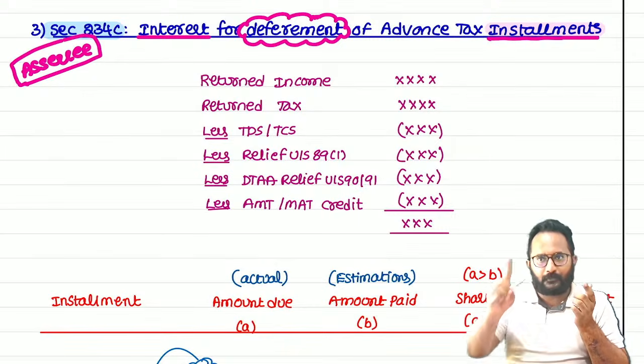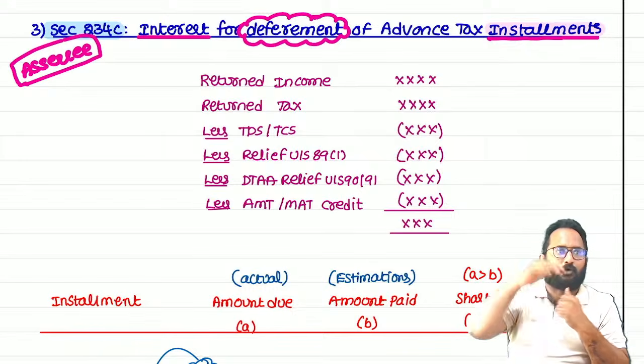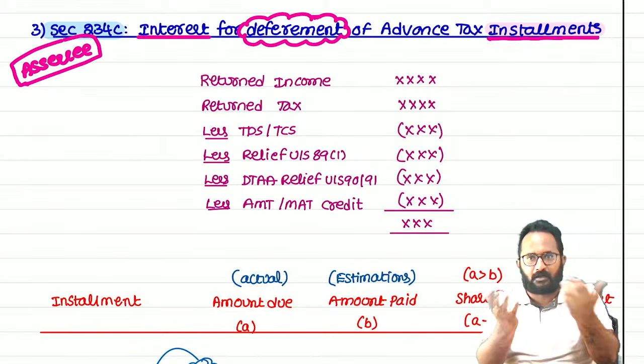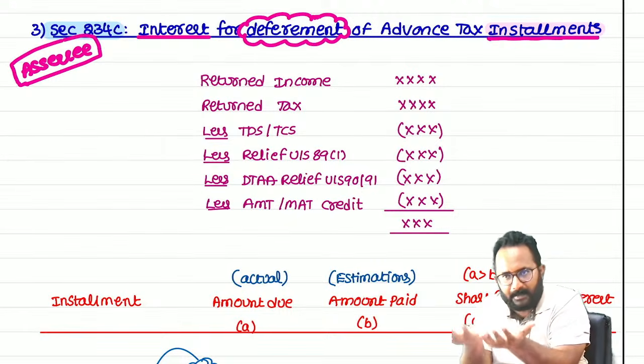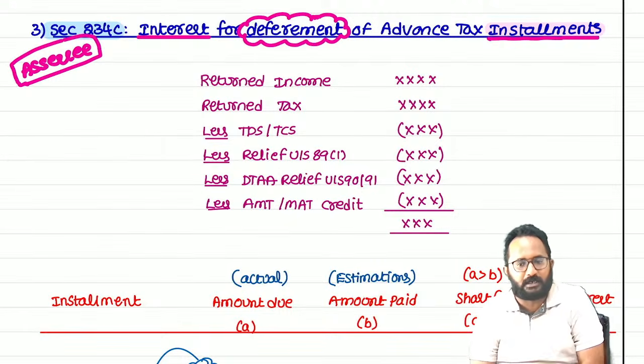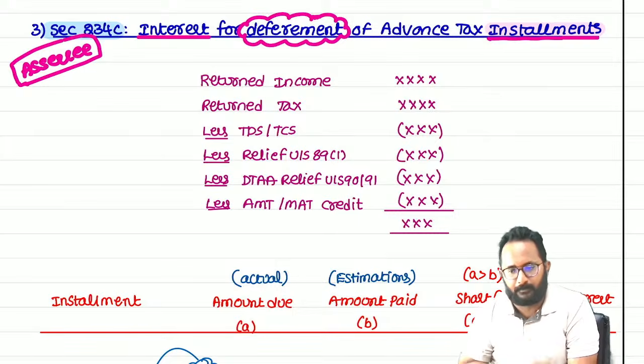In case of 234A, non-filing case, who will compute directly? AO. Late filing, both will compute. 234B, non-payment, both will compute. Short payment also, both will compute. But 234C, who will compute, Ra? Ma? SSC only will compute.